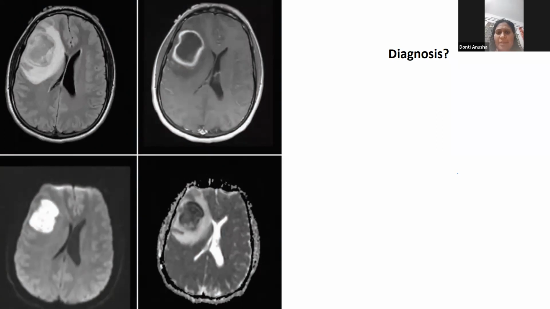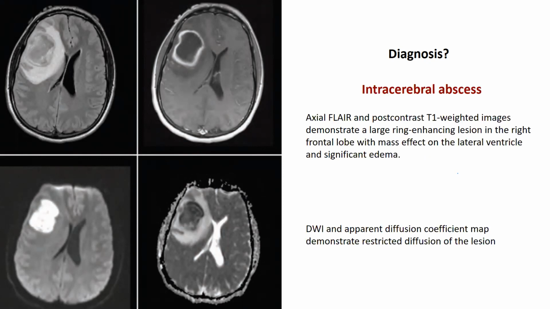Looks like cerebral abscess, sir. Yeah, so you have a lesion with significant edema around it, a thick walled lesion with a brilliant proper diffusion restriction. So this is a patient with intracerebral abscess. There is a large ring enhancing lesion, and restricted diffusion is present, and the ADC is showing reversal.